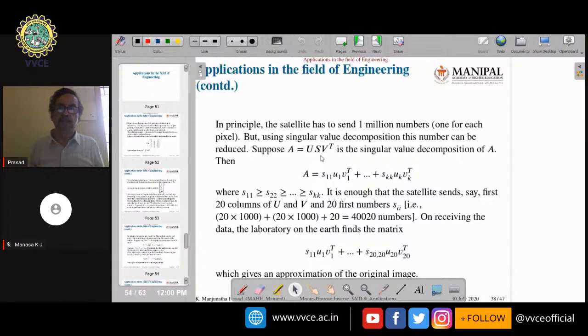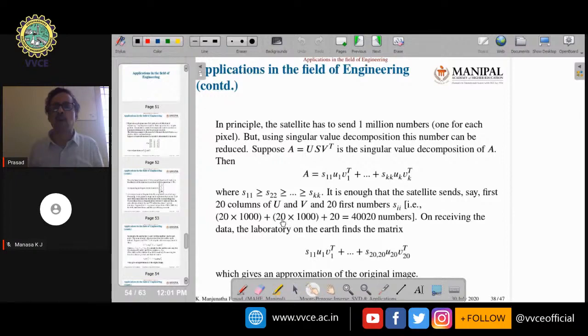Otherwise, what you do? You take some number, say 20, less than the rank of A, and send those numbers: 20 entries in the 20 columns. That means 20 into 1000. Similarly, 20 into 1000 from here, and 20 entries here. That is 40,020. You transmit only this much information. You can transmit this many numbers instead of transmitting all the 1 million numbers.